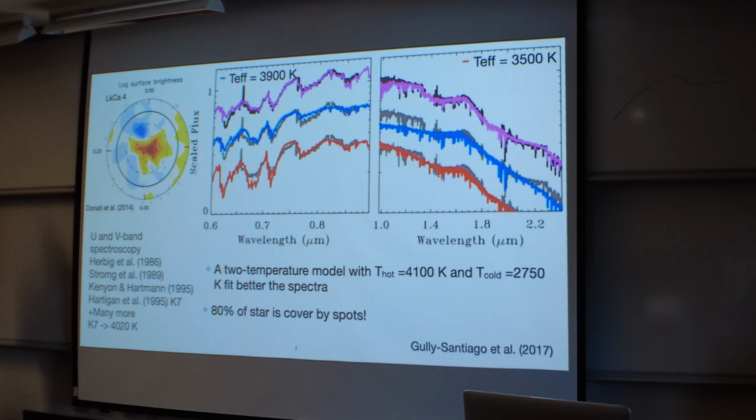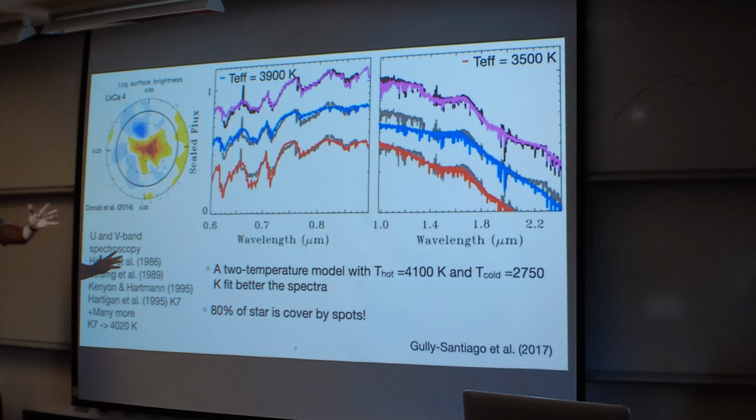Another question. I mean, 80% of the star is covered by, I assume, cold spots. How can you discriminate between 80% of the star being covered by cold spots or 20% of the star being covered by hot spots? Oh, it's the same. Yeah. So the total fraction of the star should be 100%.